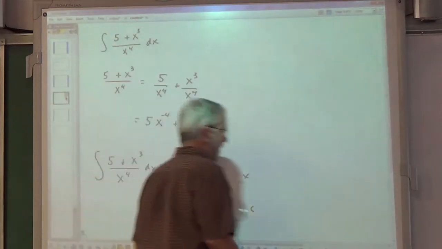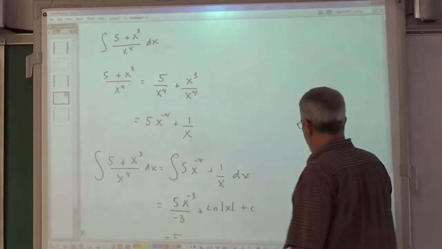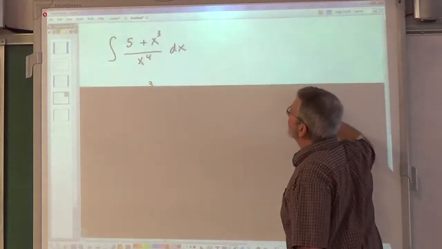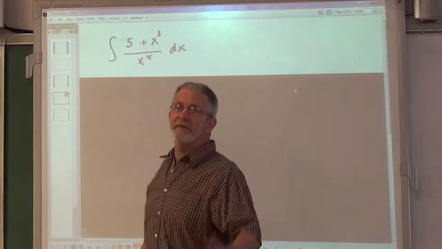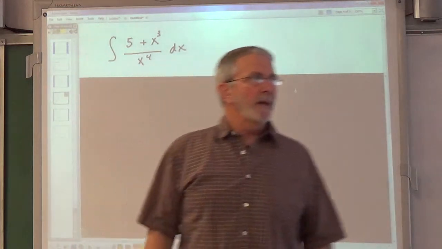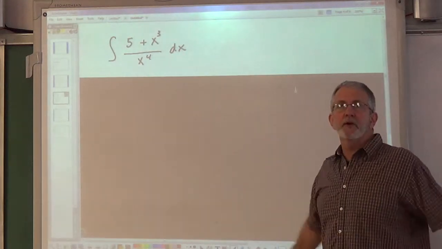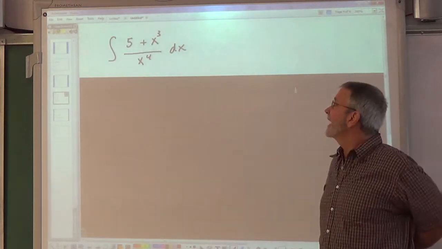Next example. Let's zoom out on that a little bit so we can follow along. Let's look at this one right here. Here I'm only finding an indefinite integral. I want to find the indefinite integral of 5 plus x cubed over x to the 4th dx.